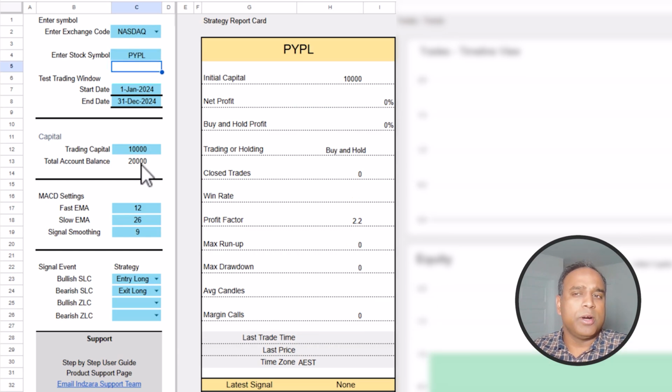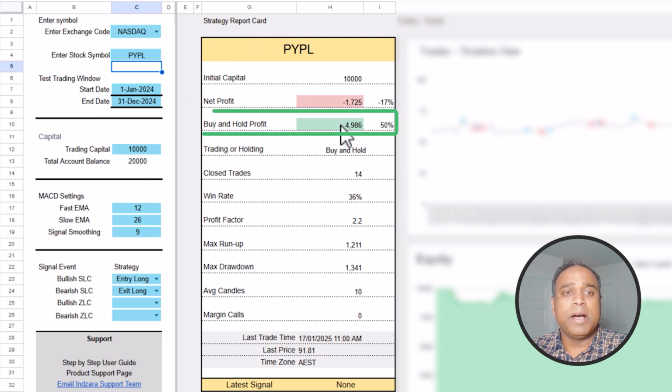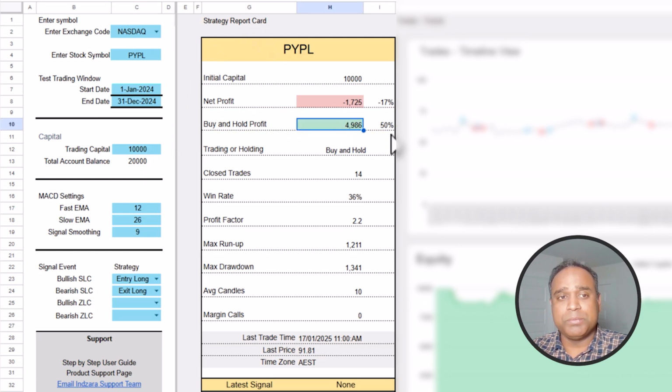And I also want to show you how quickly this calculates all the things with real data from historical market data. So you can see that PayPal, by holding, you would have made 50% profit, but by doing trades, you would have lost a lot of money. So basically, this would not have been a good candidate for trading using these specific MACD settings.